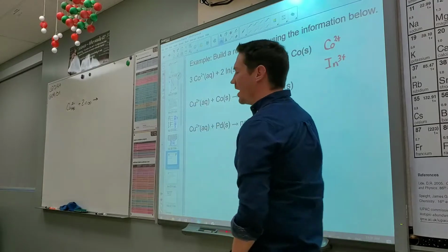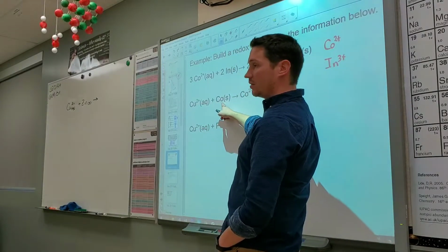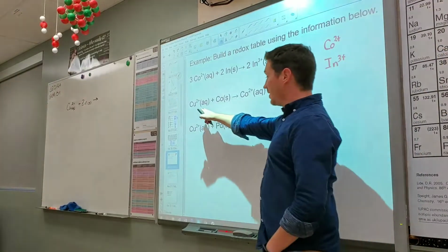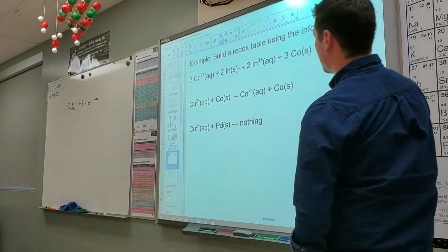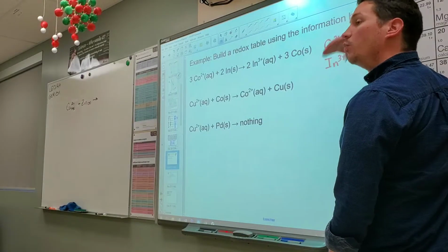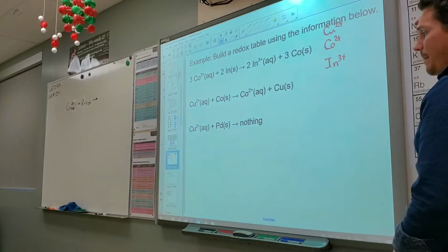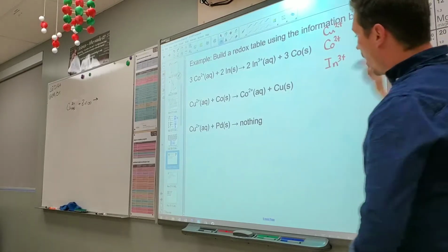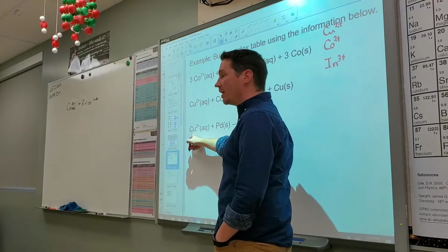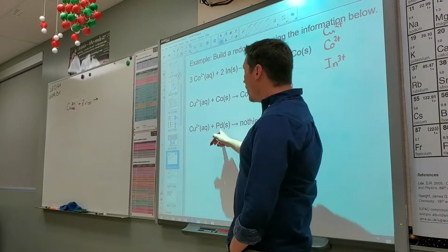Okay, let's look at the next reaction. Does copper successfully steal the electrons away from cobalt? Do we see a reaction here? Yeah, we do. So copper is successful in stealing the electrons away from cobalt, so should we put copper above or below cobalt? Above. It wins the battle for the electrons. So we'll put copper 2+ above. And then let's try copper 2+ and palladium. Is copper 2+ strong enough to steal the electrons away from palladium? No, it's not.